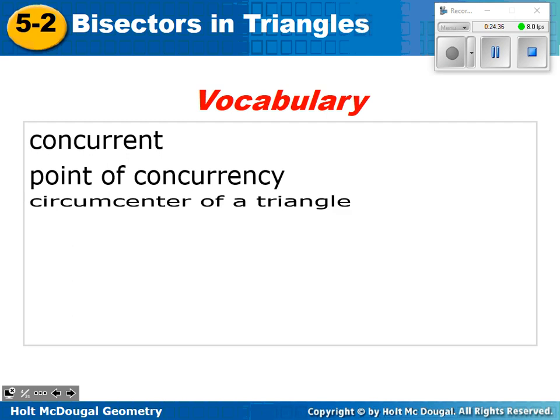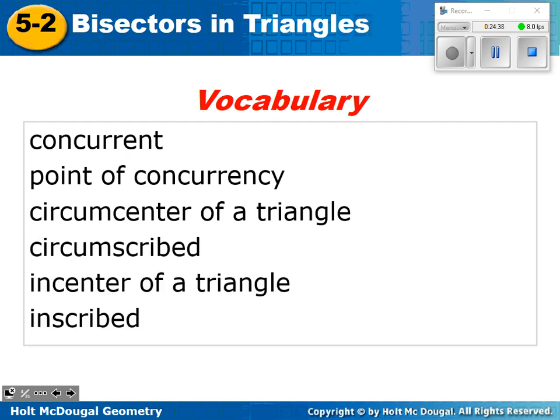All right, so vocabulary, a little more vocab this time. We're going to talk about what does it mean for lines to be concurrent, what is a point of concurrency, and then again, you're going to learn 4 of them. One of those points of concurrency is called the circumcenter. The other one is called the incenter. We're going to learn what does it mean to be circumscribed and inscribed. Okay? So we'll learn those words.